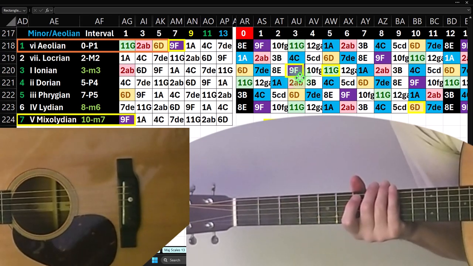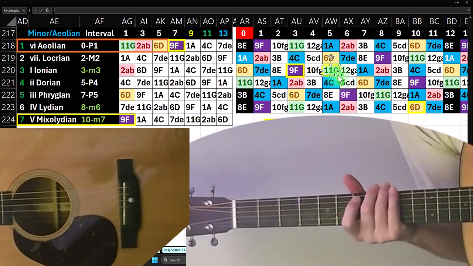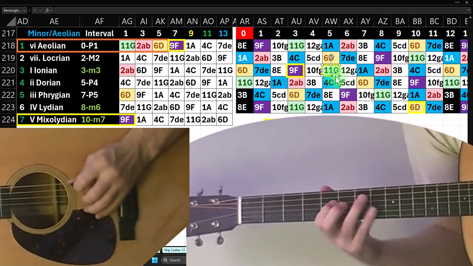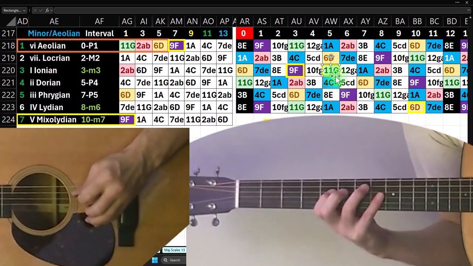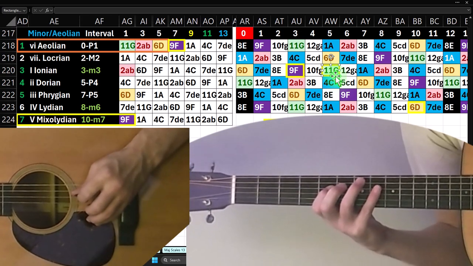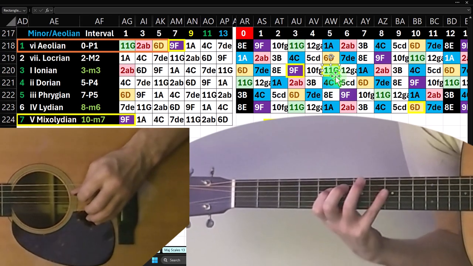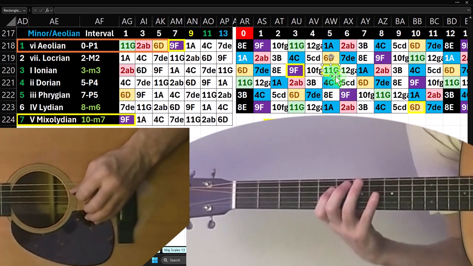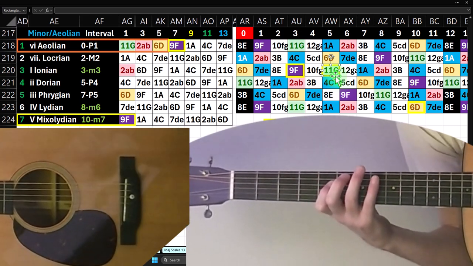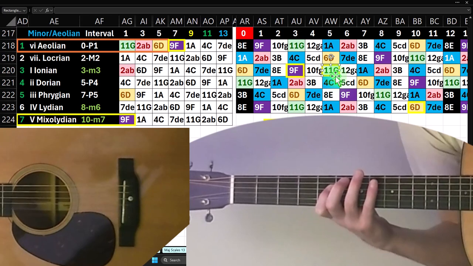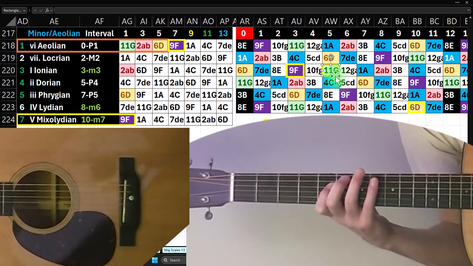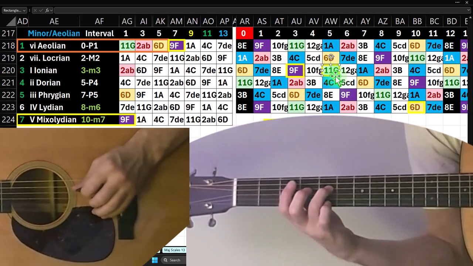Let's go on the same string. So now I'm saying, okay, if I'm on this string and I want to find the one on the same string, I could say, well, if I went up, it would be a 10 note away up. But that's a ways away, so I want to go behind it. How far back do I go? Well, it's going to be the inverse, which is 12 minus 10, which is 2. So I just go back 2.